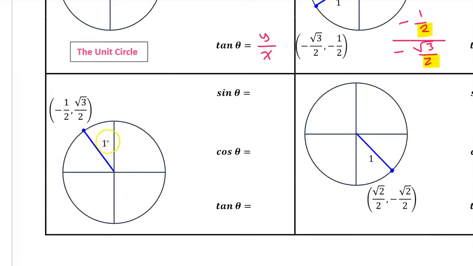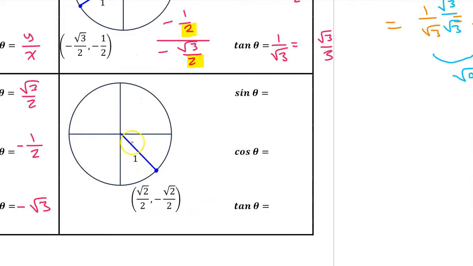For this problem, we are still on the unit circle. Therefore, the sine of theta is just the y value, which is radical 3 over 2. Cosine is just the x value, so that's negative 1/2. Tangent is y over x. A positive divided by a negative is a negative. The denominators will cancel each other out because they are the same. So I'm going to end up with radical 3 divided by 1, which is just radical 3. So negative radical 3.